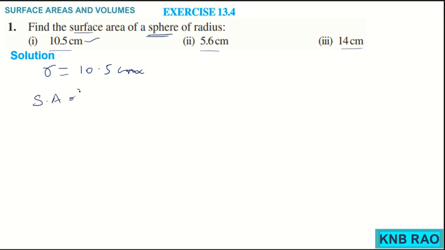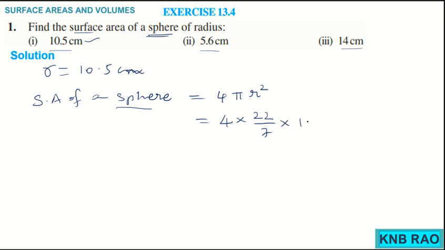So, surface area of a sphere is 4 times pi r square. You know, total surface area as well as curved surface area for a sphere is same. So, 4 pi r square is the same. Now, 4 into 22 by 7, pi value I have substituted, r is 10.5 which is multiplied twice.